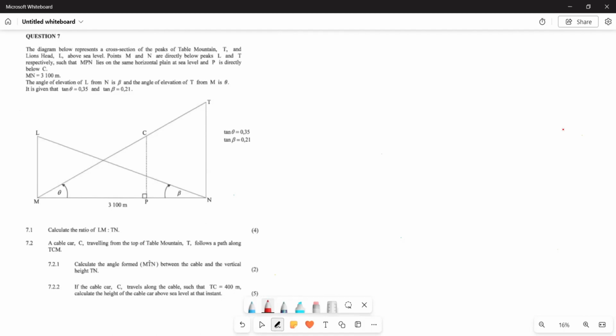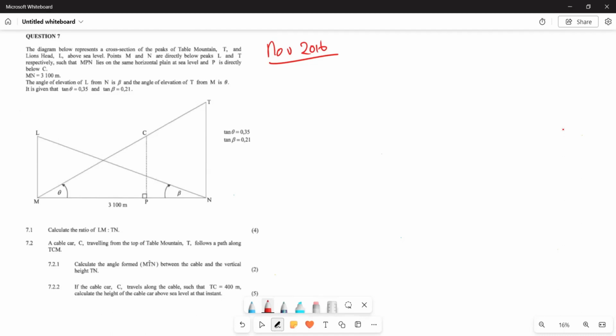Shachara again. Look, now what we are looking at today is trigonometry of 2D shapes, and the question paper that we are examining is our November 2016 paper. So this is the past paper that we are looking at today.